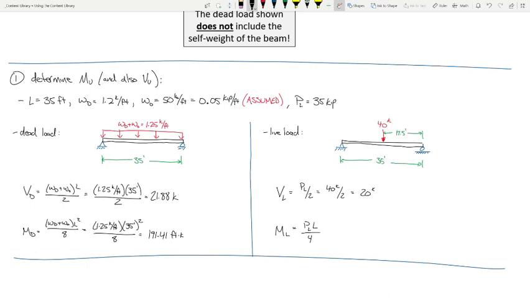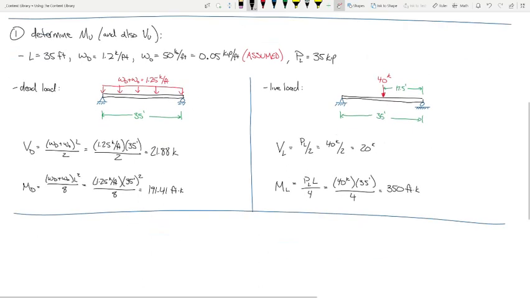Just regular old structural analysis. So this is 40 kips times 35 feet over 4. And what is that? 350? Yep. 350 foot kips. And so now all we got to do is we got to say VU is 1.2 V dead plus 1.6 V live.